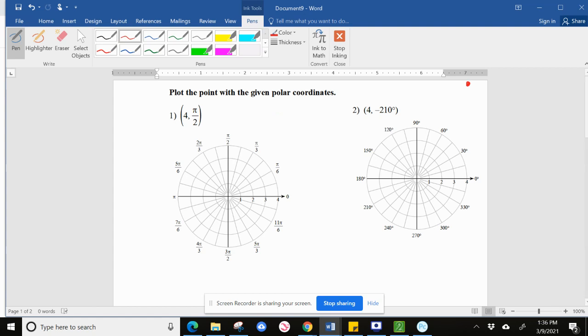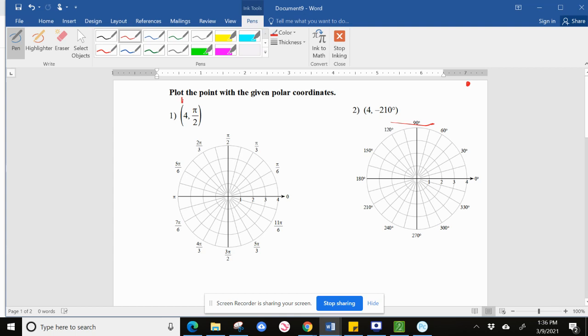So, not everything's rectangular. An XY grid is rectangular. This is circular. And it gives you a little bit more options on how to plot things and the way that graphs will look. And so it's very interesting, actually, and it has some real life application to it. But maybe we'll be able to get to that later. So let's look at this first one here.